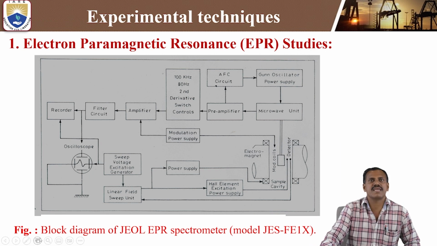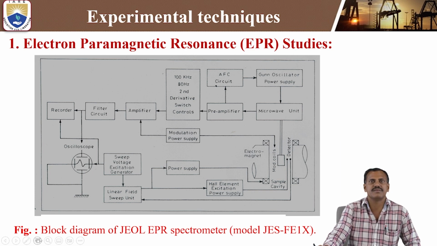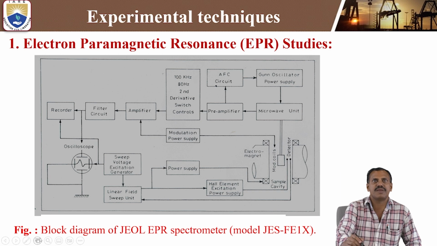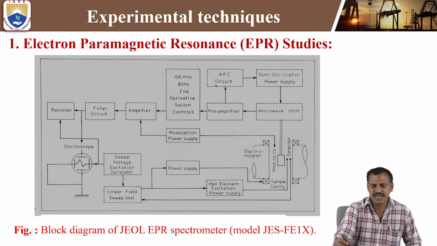Next, this is the block diagram for the JEOL EPR spectrometer. The model number is JES FE1X, a Japanese company JEOL instrument. Here you see the block diagram of the EPR spectrometer: recorder, filter circuit, amplifier, oscilloscope, and so on. These are the blocks inside the EPR spectrometer, with various kinds of units: the linear field sweep unit, the 100 kHz derivative switch controls, the AFC circuit, and the Gunn oscillator power supply.